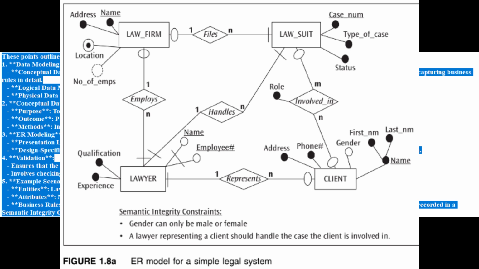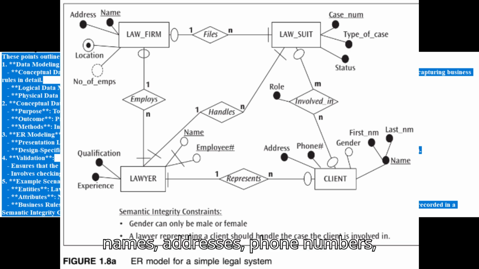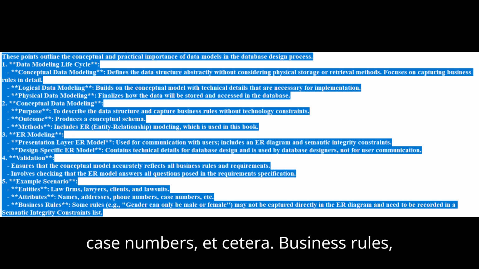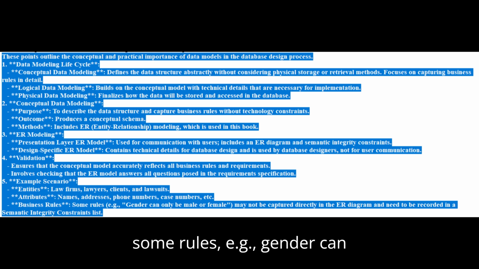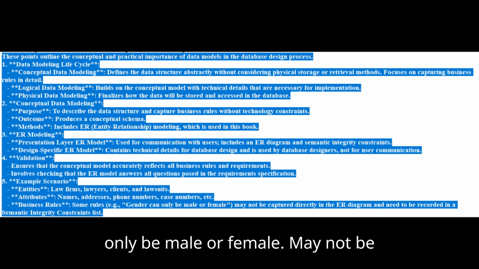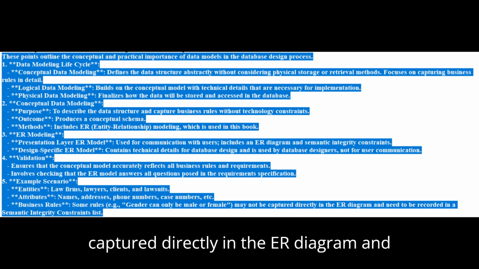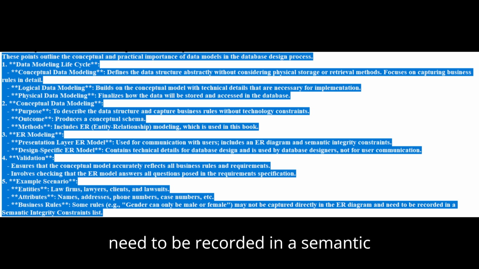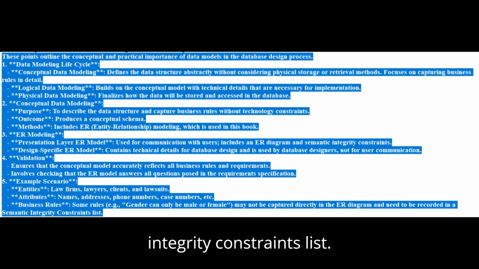5. Example scenario. Entities: law firms, lawyers, clients, and lawsuits. Attributes: names, addresses, phone numbers, case numbers, etc. Business rules: some rules, e.g., gender can only be male or female, may not be captured directly in the diagram and need to be recorded in a semantic integrity constraints list.